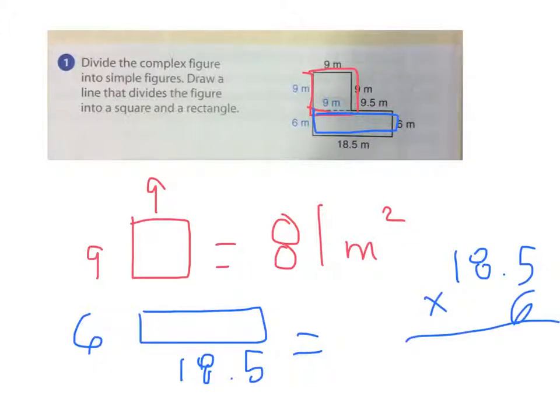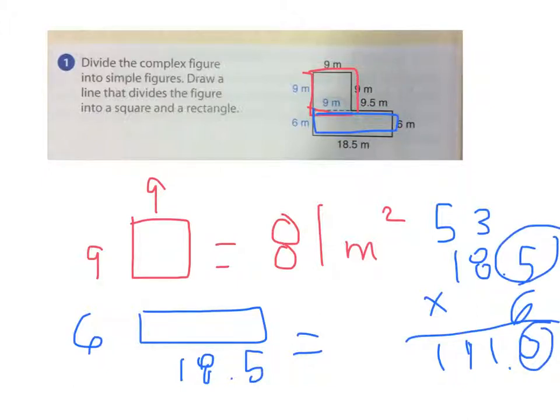6 times 5 is 30. 6 times 8 is 48, plus 3 is 51. Carry the 5. 6 times 1 is 6, plus 5. So is the answer 1,110? Why or why not? Oh yeah, it is 1,110 because there's a decimal point. So if we forget to look at the decimal point, might we get the wrong answer? Yeah. So the area of the blue rectangle at the bottom is 111 square meters.